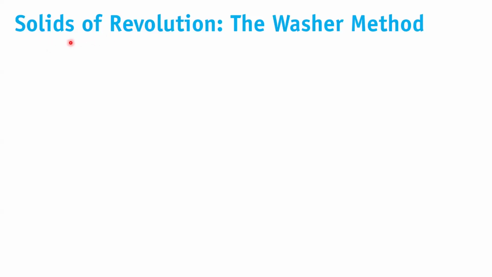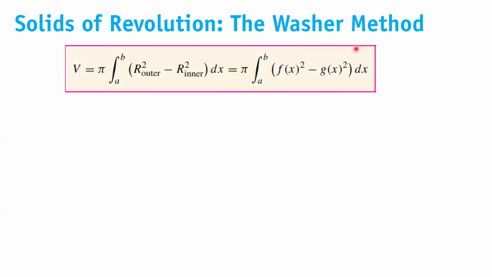We're going to explore the next method in calculating the volume of solids of revolution, which is the washer method. In this method, the volume is equal to pi, the definite integral of the larger radius to the second power minus the smaller radius to the second power. Then you take the integral with respect to x.